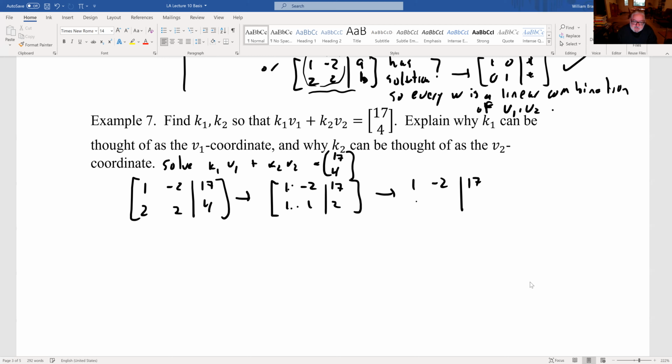1 minus 1 is 0. 1 minus minus 2 is 3. And 2 minus 17 is minus 15. Then I can divide the bottom row by 3.